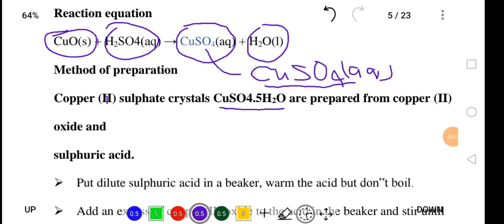We are interested in copper 2 sulfate, which is going to have the original color of blue. That's the reason why we prepare a hydrated salt like this. It will have a certain number of moles of water in its structure. Now, here is the procedure.